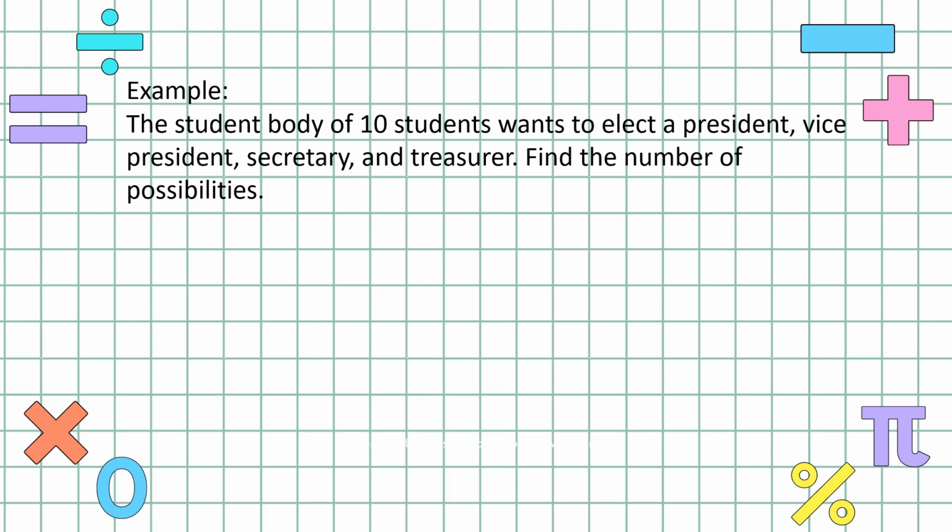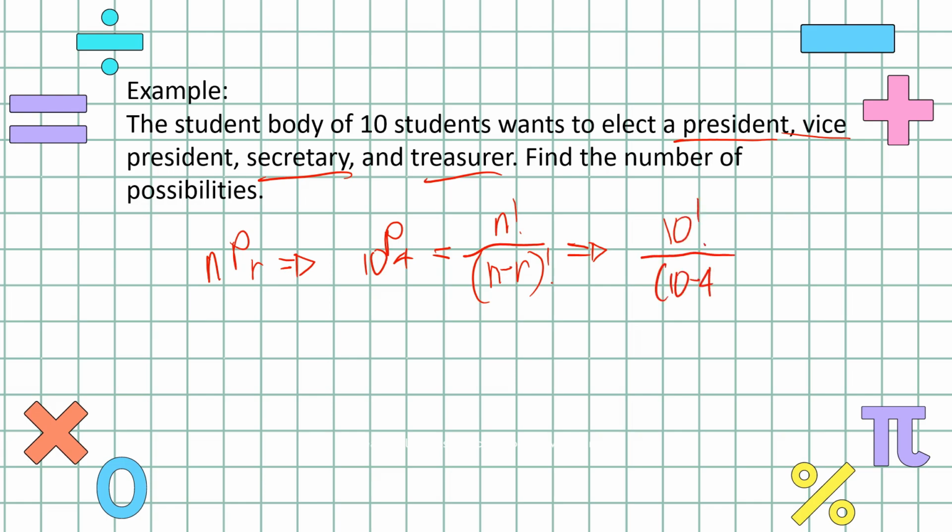Now let us solve. What is our n? What is our r? Here we have 10 students, so this becomes the permutation of 10 students taken 4 at a time for the 4 positions. In our formula, we'll have n factorial over n minus r factorial. That will be equal to 10 factorial over 10 minus 4 factorial, and that's also equal to 10 factorial over 6 factorial.